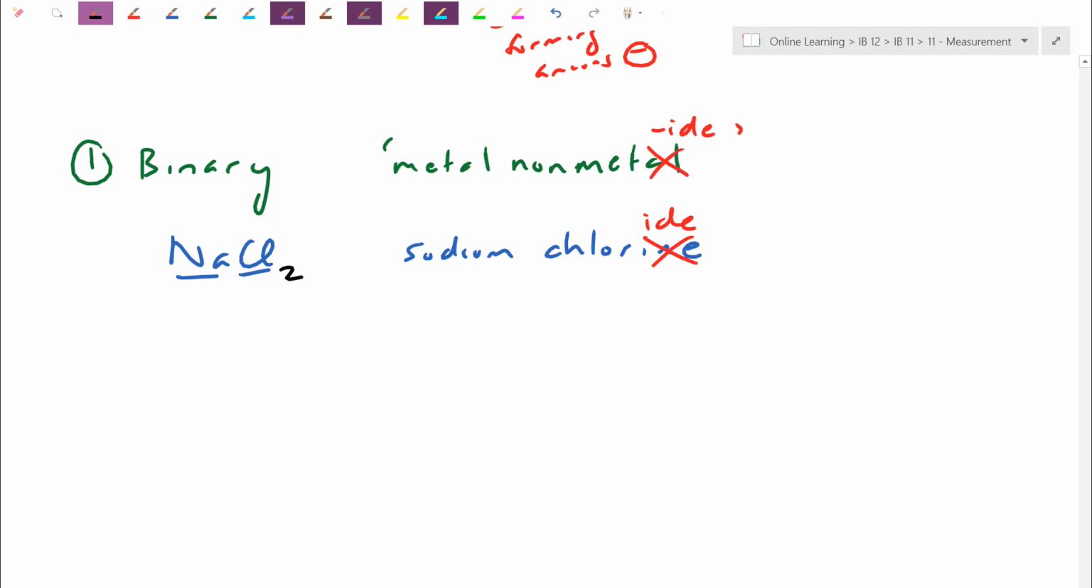Chlorine here has to be 2. Remember, it only had to be 2 whenever it was by itself. When it was just chlorine gas, this is not chlorine by itself. This is chlorine actually bonded to sodium. Let's do another compound here. Let's do magnesium with the F there.